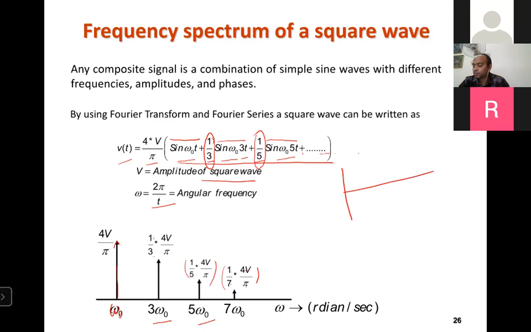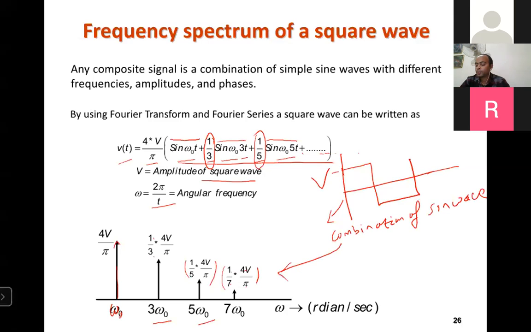That means if you have one square wave whose amplitude is V, it can be converted into a combination of sine waves, and these are the frequency and amplitude of those sine waves. The first, the pure sine wave, will have an amplitude of 4V by pi. Next will be 4V by pi into 1/3, next 4V by pi into 1/5. Like this it will go on decreasing.